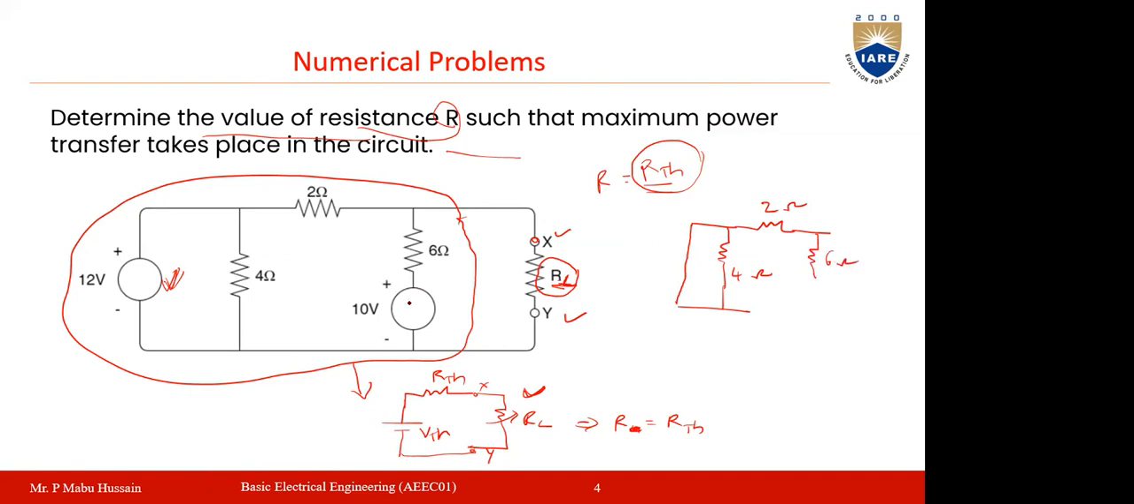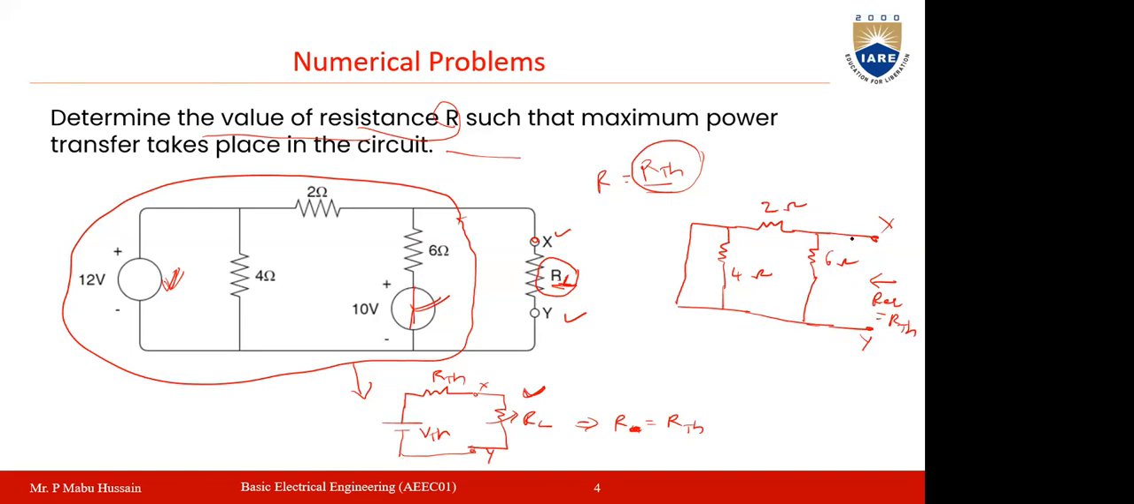Now here you have the voltage source. This voltage source again will be short circuited, so you will be having a direct connection to the ground. Now here you have the terminals X and Y. If you find the equivalent resistance here, that will be equal to the R Thevenin value.